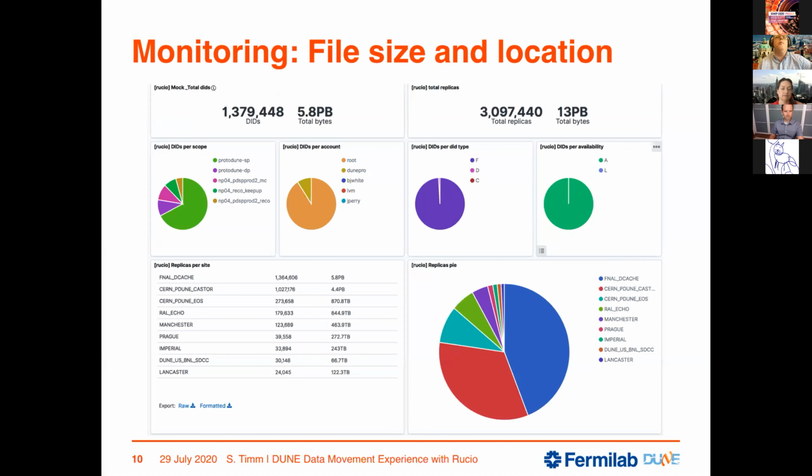We also have some management-level monitoring. In the lower right-hand corner, you can see how our replicas are split between various storage elements. The big piece of the pie is Fermilab. The next biggest piece is Castor at CERN. And we will soon be able to show this by country as well, and also by scope.